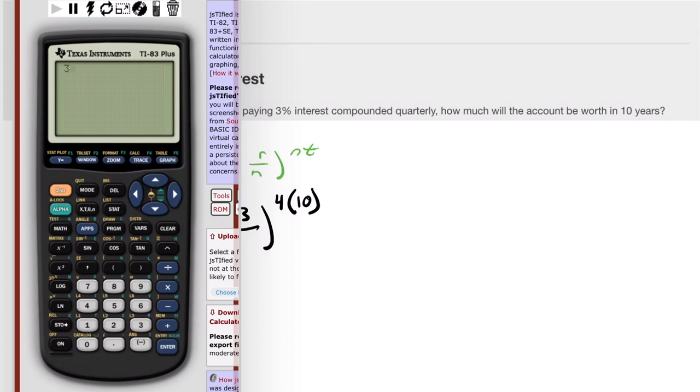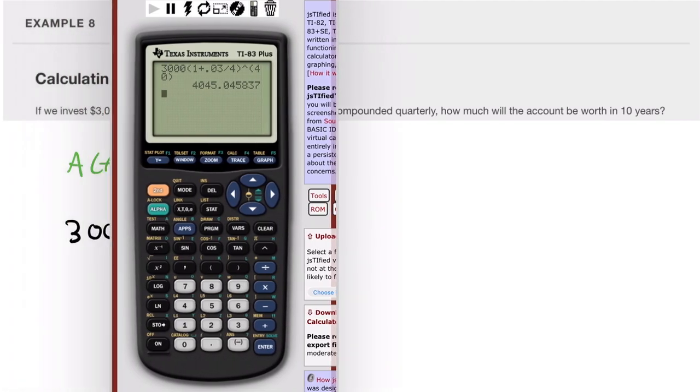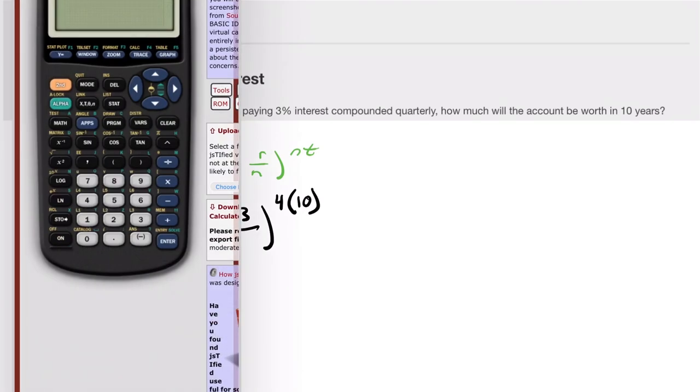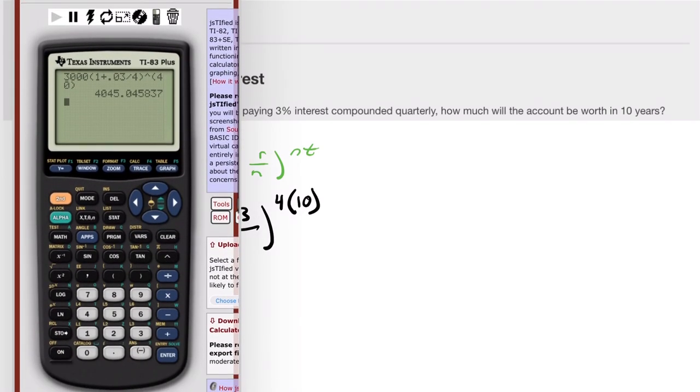Let's see. So we got 3,000 times 1 plus 3% divided by 4, to the power of 4 times 10, or we can just say 40. After 10 years, only $1,000? Yeesh. So it looks like this is approximately 4,045 and 5 cents.